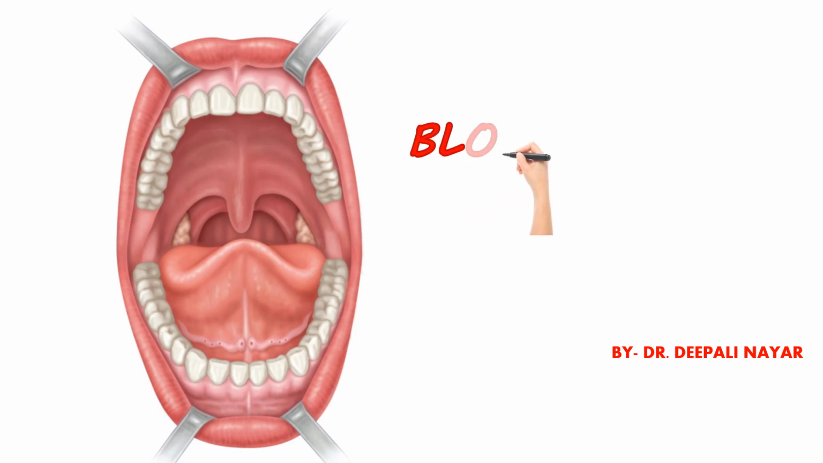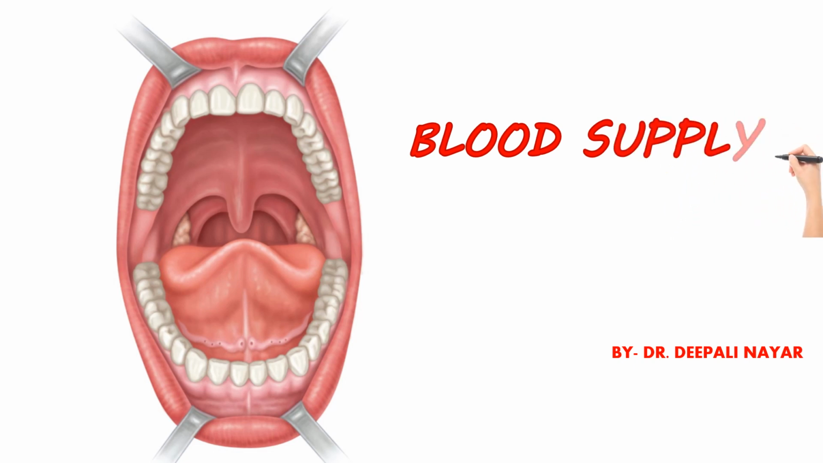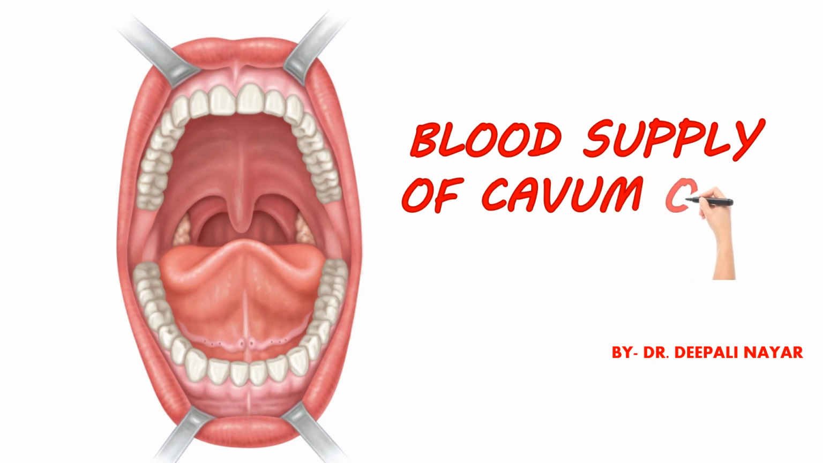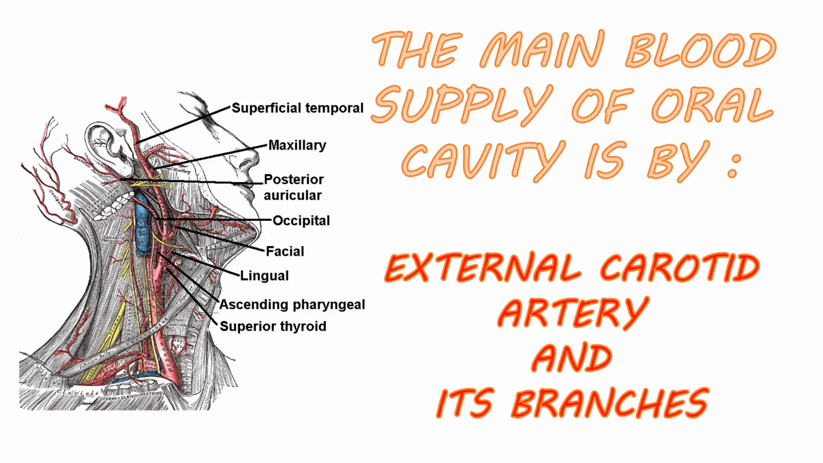I am Dr. Dipali Nayyar and today I am going to discuss with you all about the blood supply of the oral cavity. The main blood supply of the oral cavity is by the external carotid artery and its branches. On the left there is a dissected human neck and this is showing how the external carotid artery gives away its branches.